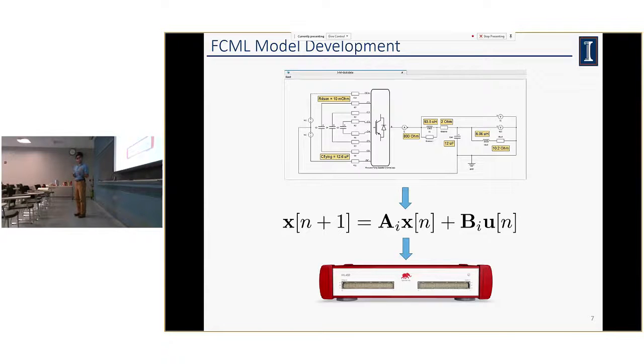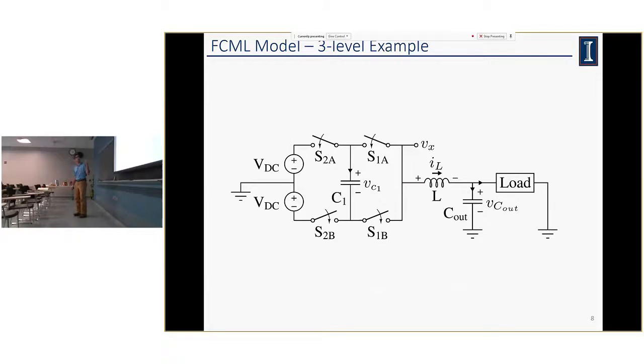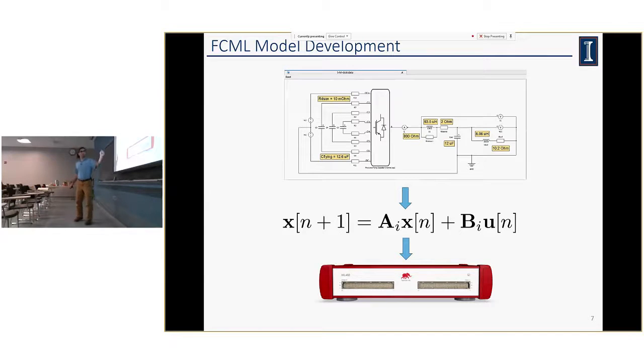To begin, I'd like to think about this state space structure, but with a very specific example. The rudimentary example in our case would be the three-level flying capacitor converter. I guess to backtrack, with the state space equation, we have X being our state vector, U being our input vector, and this showing the state evolution over one time step.